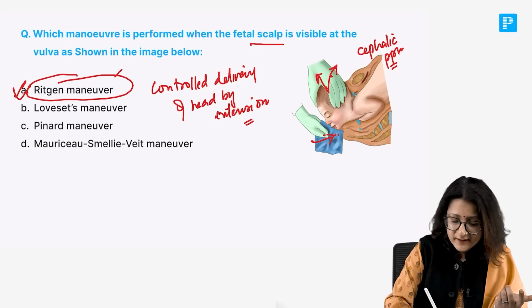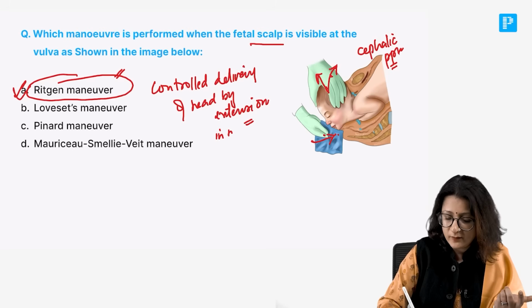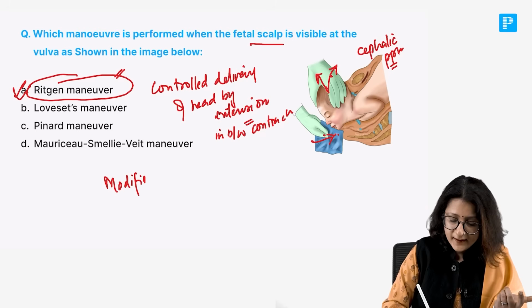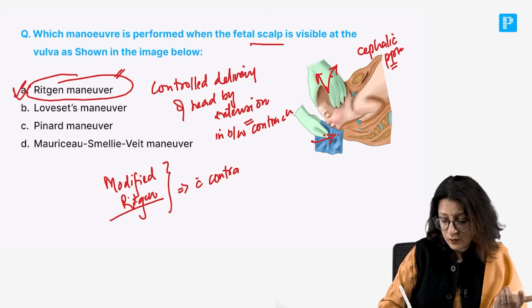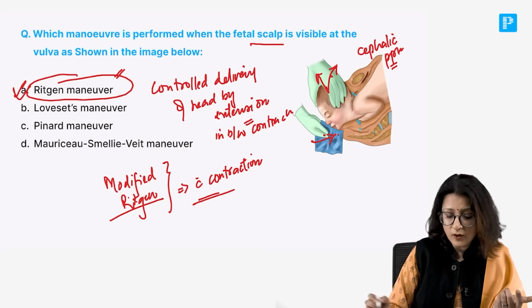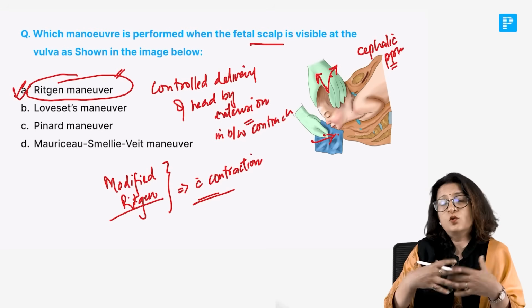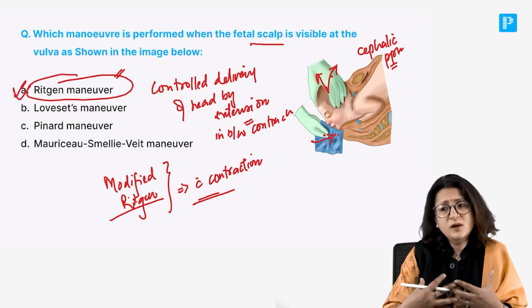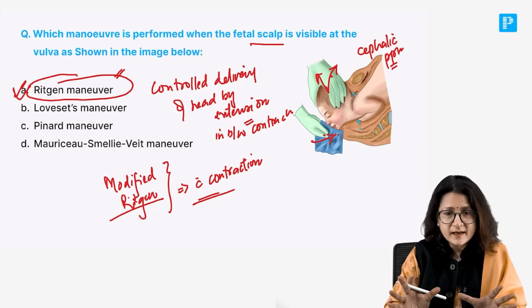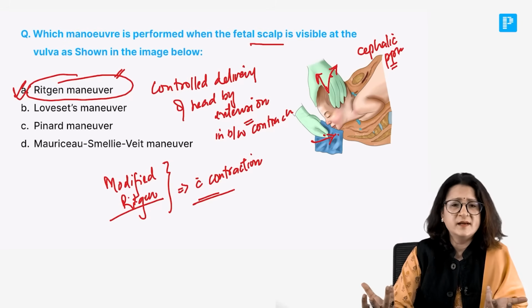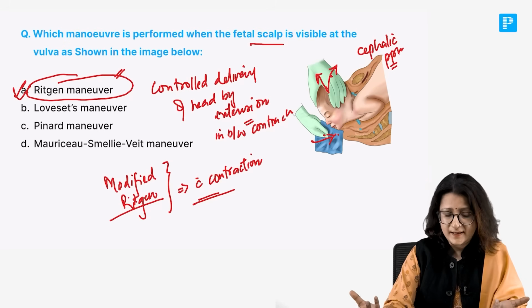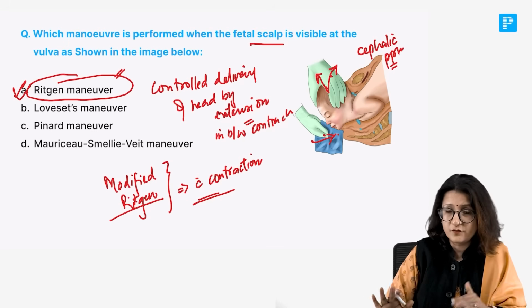The original Ritgen maneuver said that it has to be done in between contractions. There's also a modified Ritgen maneuver which many of us follow, in which we are doing it with contraction. Now the goal of this maneuver, when it was originally performed, was to guard the perineum simultaneously, so that perineal injury will be avoided and the delivery of the head would be much faster, expedited. So Ritgen maneuver is the answer for this question.